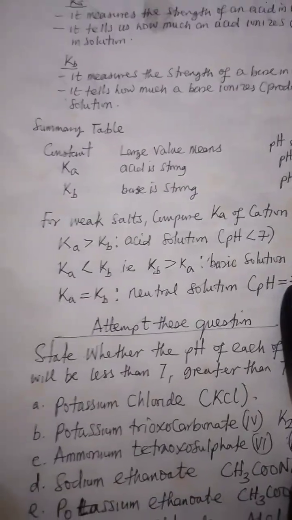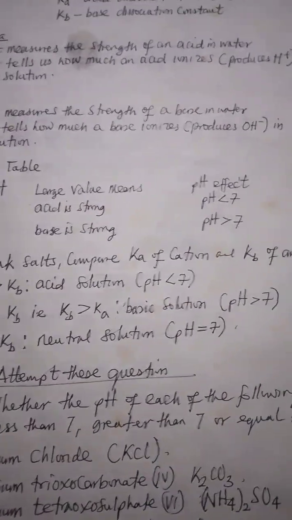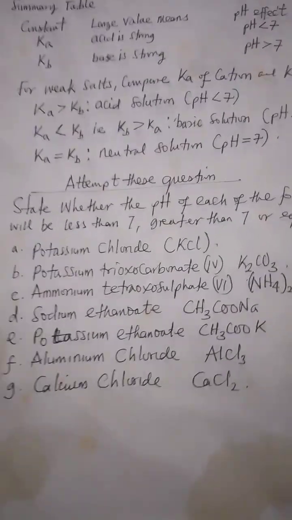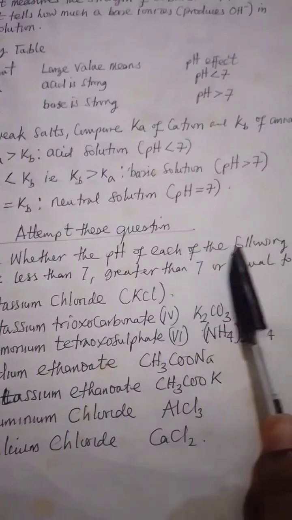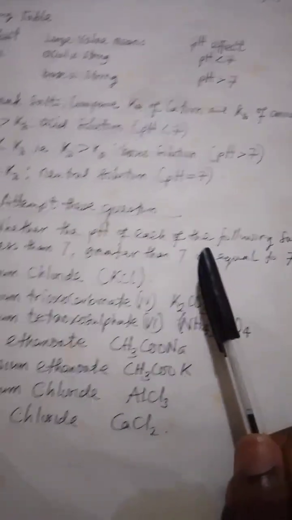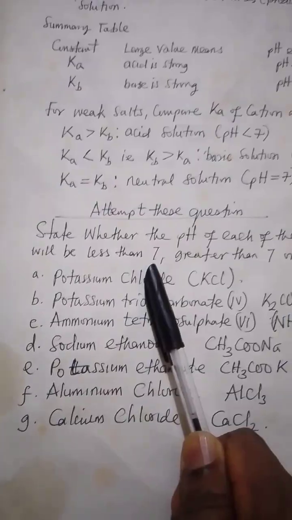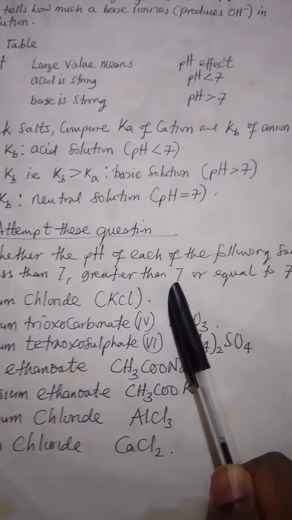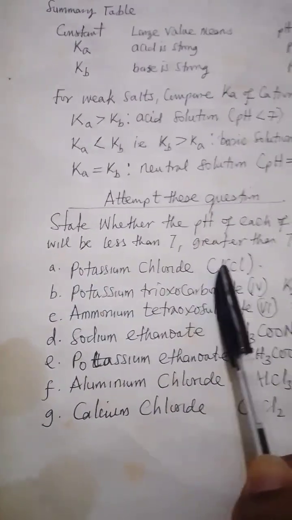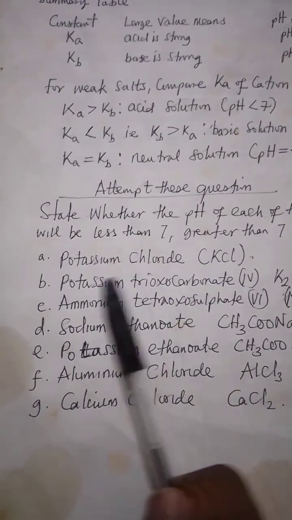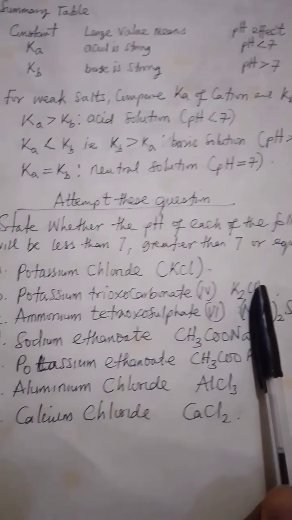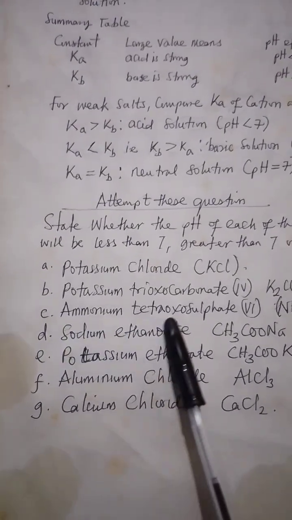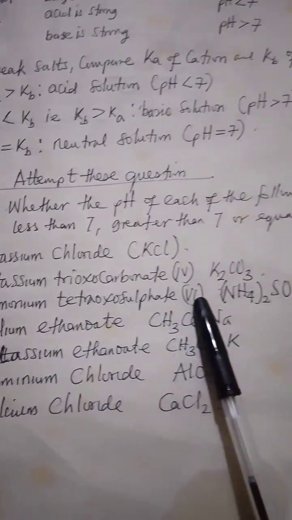I would like you to attempt the following questions. State whether the pH of each of the following salts will be less than 7, greater than 7, or equal to 7. Number 1, potassium chloride, KCl. B, potassium trioxocarbonate 4, K2CO3. C, ammonium tetraoxosulfate 6, (NH4)2SO4.